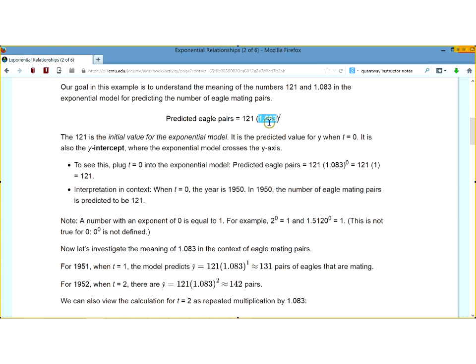And so that's what the 121 tells me, how much I started with, and the 1.083 tells me how fast I'm growing or decaying. We call that the growth factor. If it was less than 1, we would call it the decay factor. But it tells me how fast it's growing, and it tells me it's growing at about 8.3% per year.